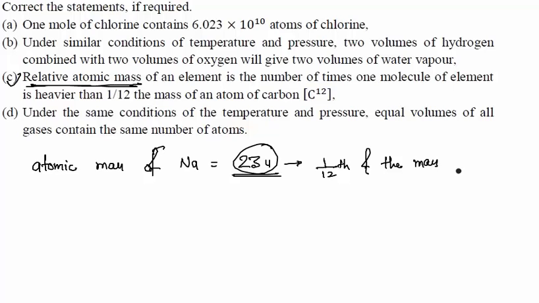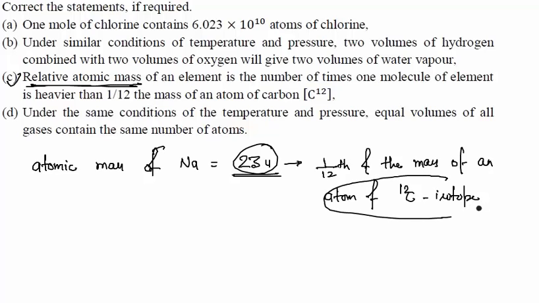1/12 of the mass of an atom of what? C12 isotope. Mass of an atom of C12 isotope. So basically, what this is, is your relative value. That means just take the mass of an atom of C12 isotope, divide it by 12, and from that value, one atom of sodium is 23 times heavier than that value. So this particular atomic mass of sodium is your relative atomic mass. That is the meaning of relative atomic mass.